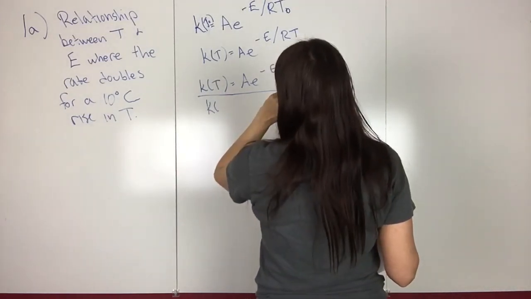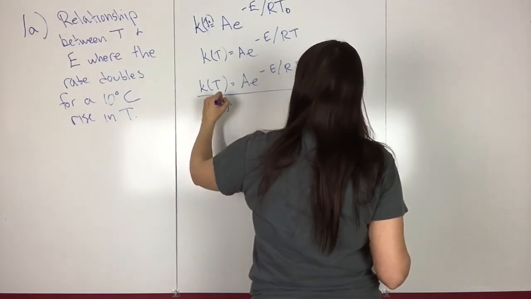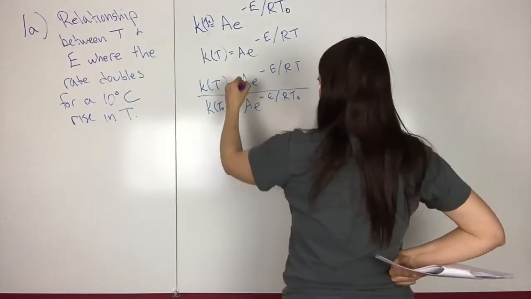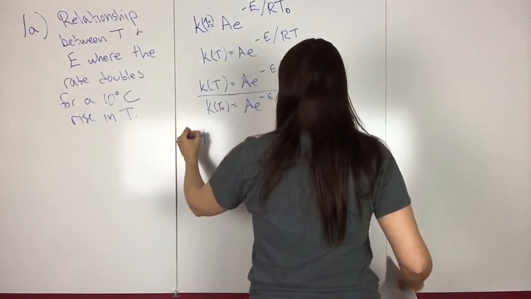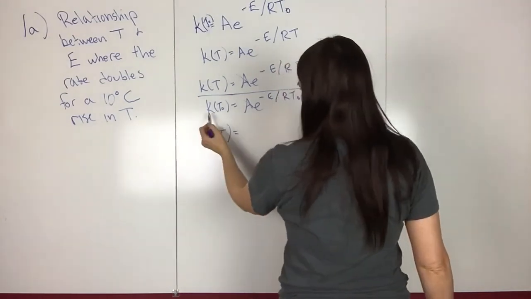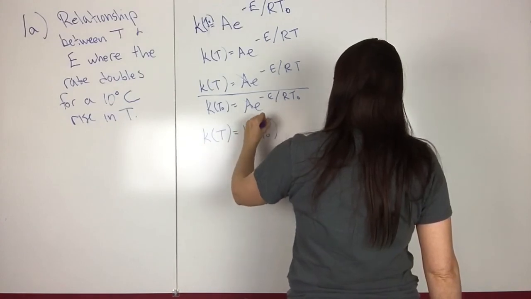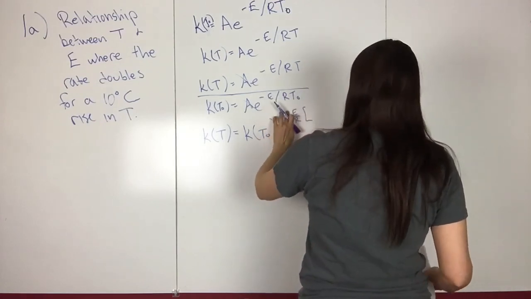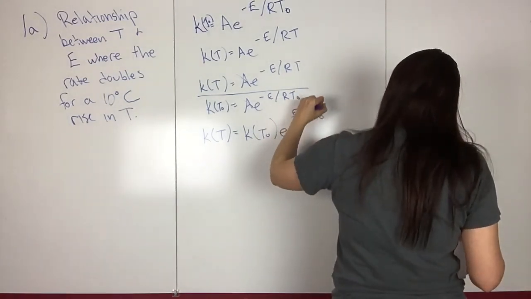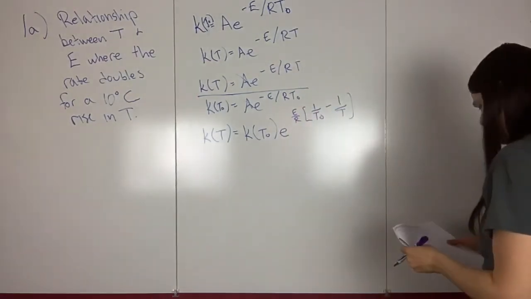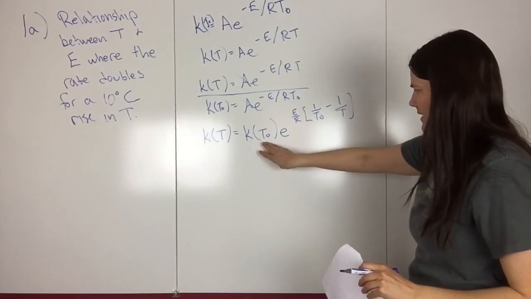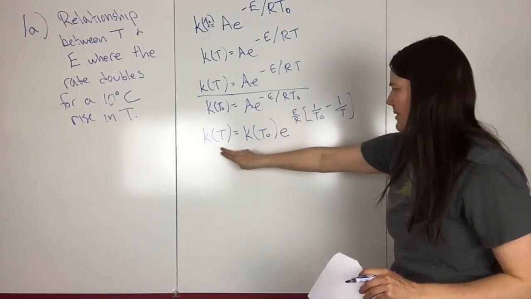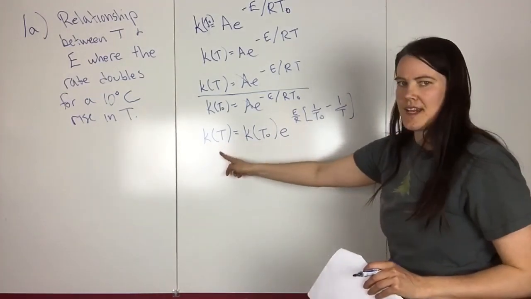So then that A cancels out, and you end up with k T, and you can multiply the k T naught over, so then you have k T naught e to the minus E over R. Okay, this is actually positive, 1 over T naught minus 1 over T. So then you can see from this, say you know the rate constant at this temperature and you know what the activation energy is, you should be able to calculate your rate constant at another temperature.